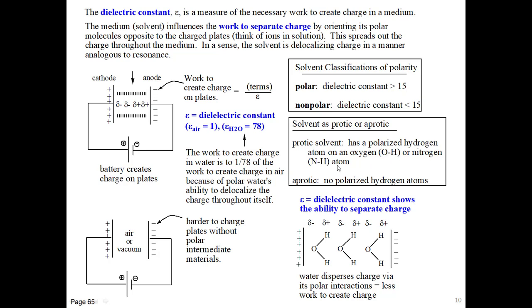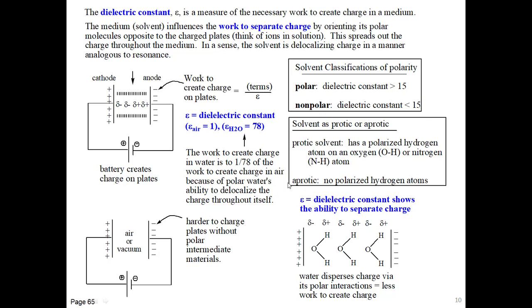It could also be NH, but we're just going to say it's oxygen. So if we have an OH, then that's going to be a protic solvent. And very many times protic solvents are also polar. Okay, so we have 4 possibilities. We could have polar protic, polar aprotic, nonpolar protic, or nonpolar aprotic. Those are the possibilities that we divide the solvents up into.